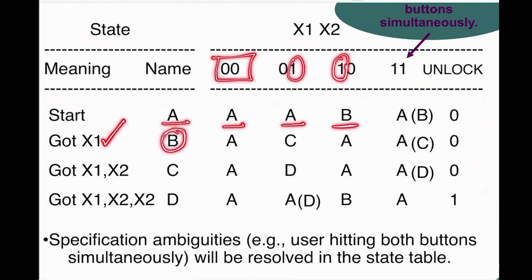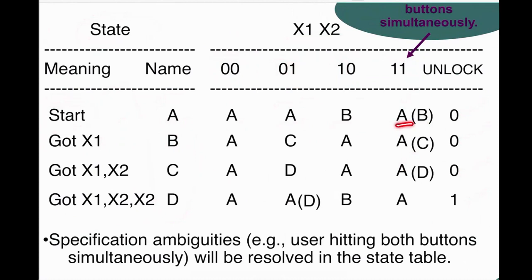That's what you're doing over here. You're moving to state B over there. And then when the user tries to press both of these at the same time, that creates the ambiguity. Which one is going to get counted, A or B? That's why they are both written over here. We will eventually drop this B, and we will say that if that case happens, we will just count it as go back to start.